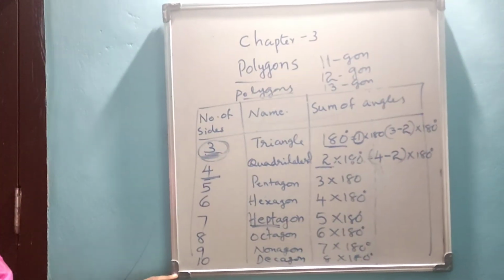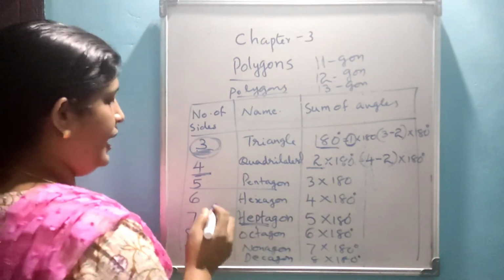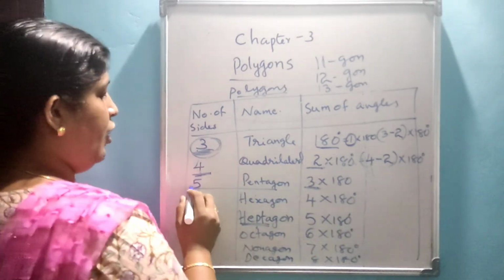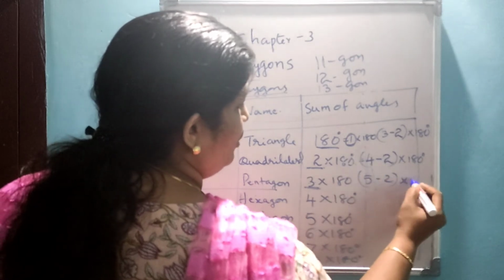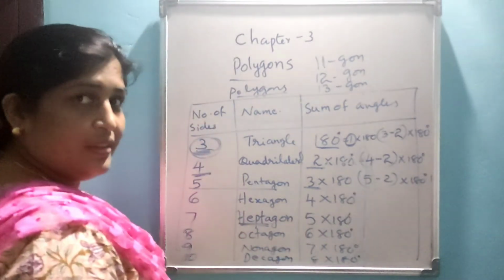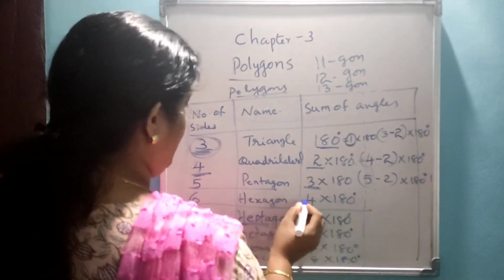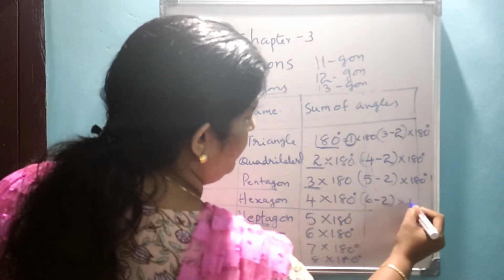Okay, 4 minus 2 into 180. And the next one is pentagon. Here the sum of angles is 3 into 180. And how do we connect this? That is equal to 5 minus 2 into 180. Okay, and for the next one, hexagon, with 6 sides, that is 6 minus 2 into 180.